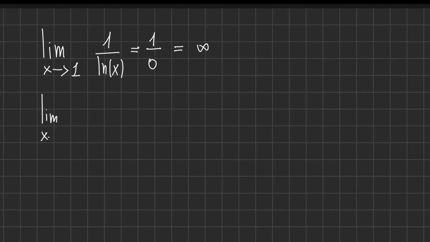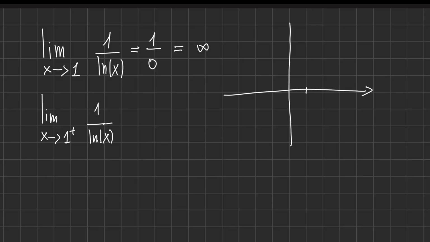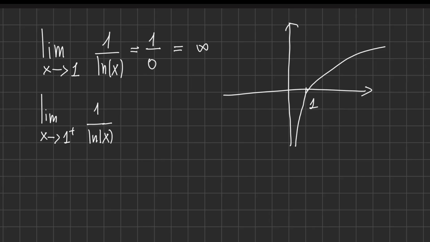The limit as x goes to 1 plus of 1 over the log of x. And now it's going to be useful to try to plot the function logarithm. The function logarithm looks something like this. This is going to be x equal to 1, and the function goes something like this. Okay, so it passes through 1, and for x equal to 1 it is equal to 0, and then after 1 it is positive, and before 1 it is negative. Okay, great.